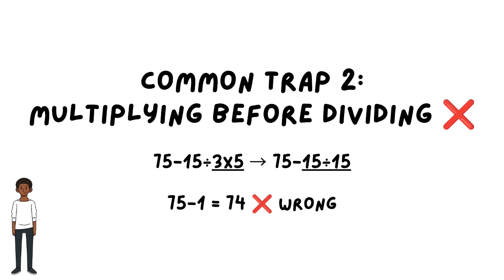Another trap occurs when people multiply 3 times 5 first to get 15, because they think multiplication always outranks division. Then 15 divided by 15 gives 1, leading to 75 minus 1 equals 74. This is also incorrect because division and multiplication share equal priority.